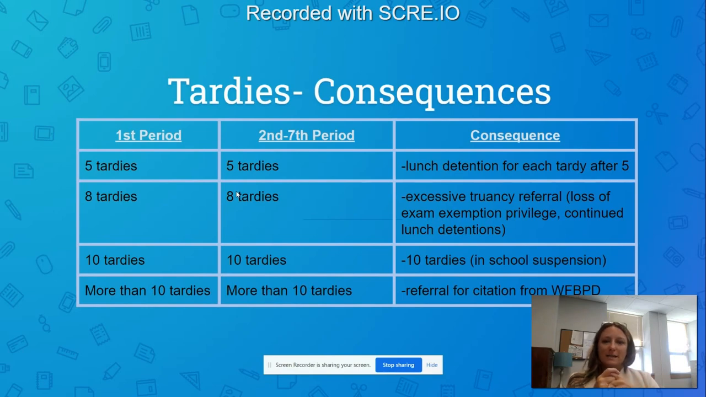So that would be considered excessive tardiness or a form of truancy. And then again, that would be the threshold at which we would start creating a plan for support or intervention, or reach out and make a referral for a citation with the Whitefish Bay Police Department.